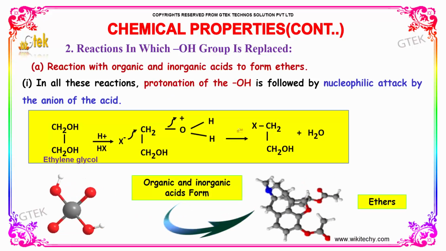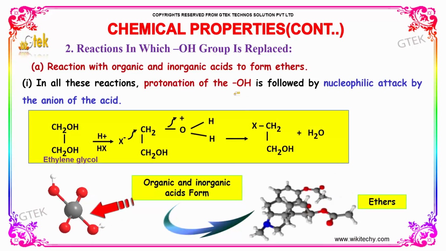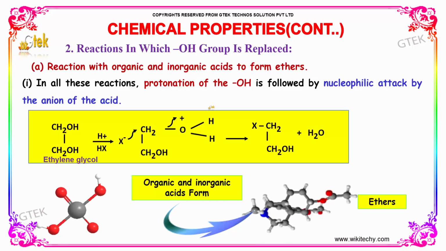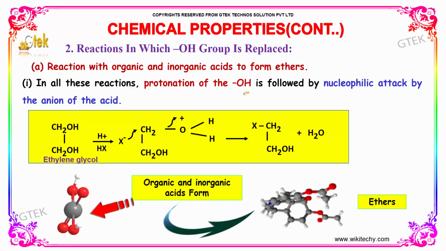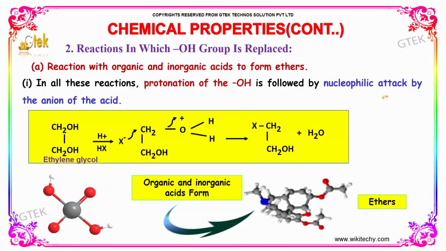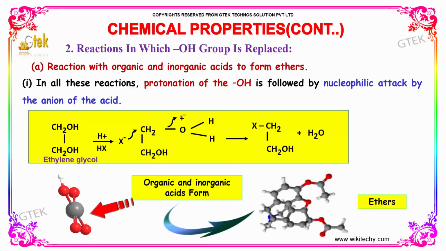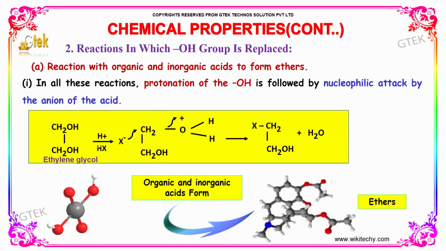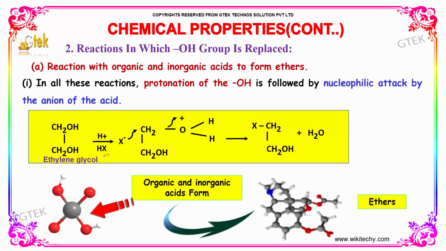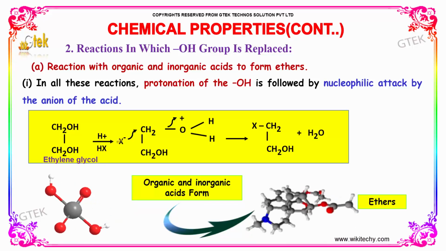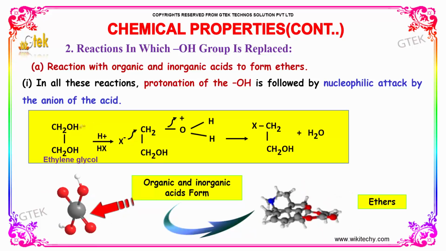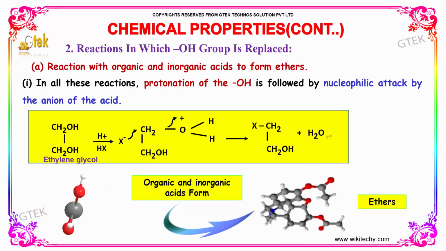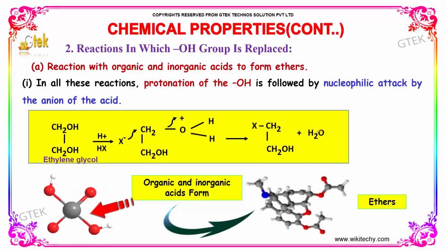Reaction with organic and inorganic acids to form ethers. In all the reactions we have discussed above, protonation of the OH group is followed by nucleophilic attack by the anion of the acid. For example, ethylene glycol on addition of hydrogen halide: here, the halide ion replaces the hydroxyl group, and thus the OH group is removed, forming water as a side product.